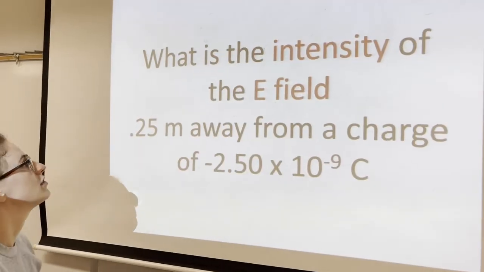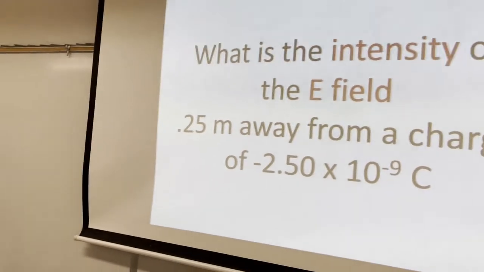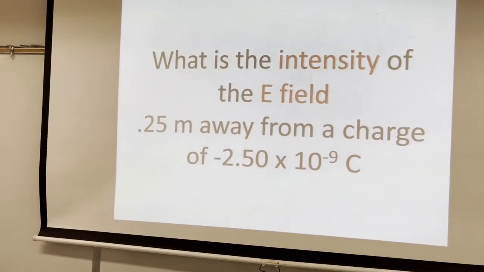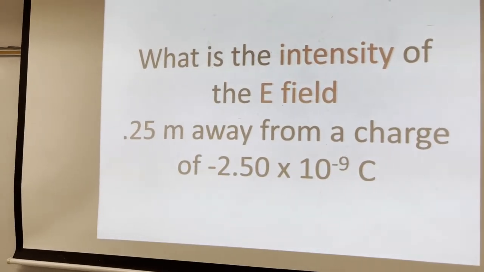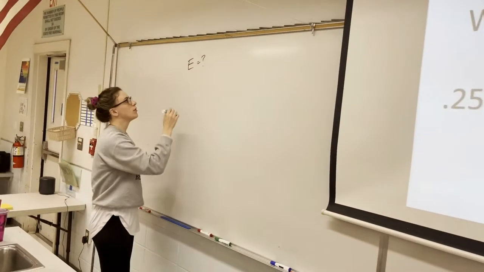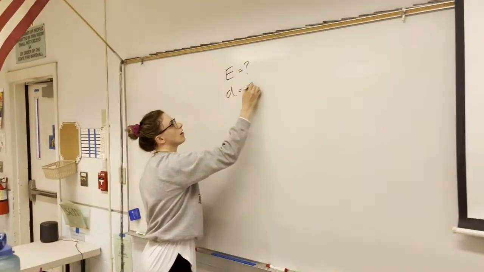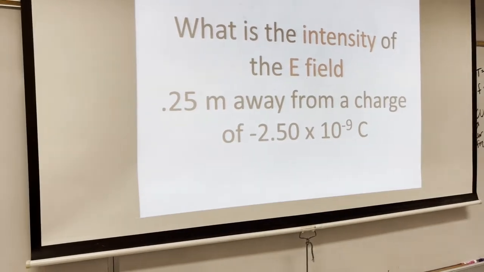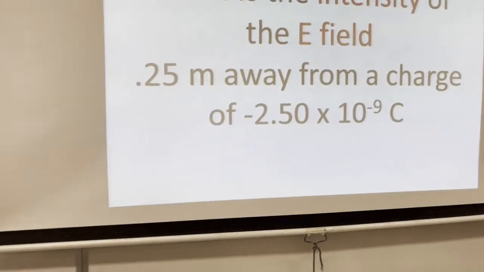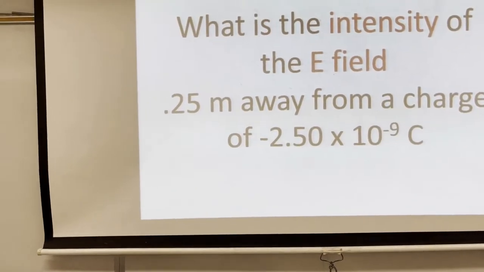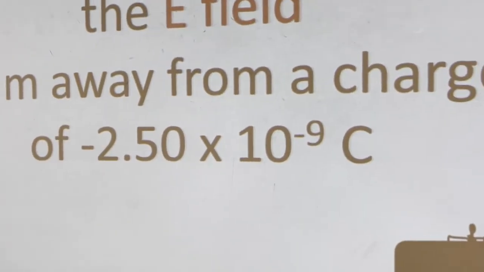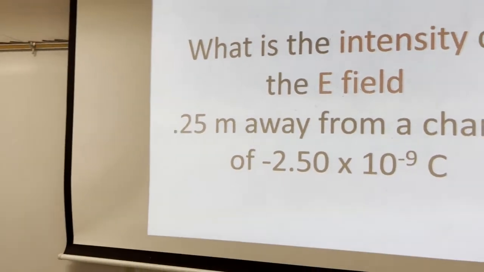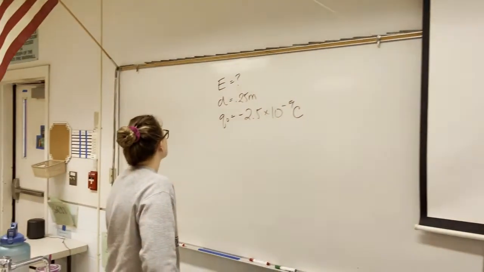Okay. Now, let's go ahead and do a practice problem here. What is the intensity of the electric field 0.25 meters away from a charge of negative 2.50 times 10 to the negative 9? Well, meters are the units of what? Distance. Coulombs are the units of what? Charge. So we've got distance and charge. We want to find the intensity of the electric field. Which equation do we use?